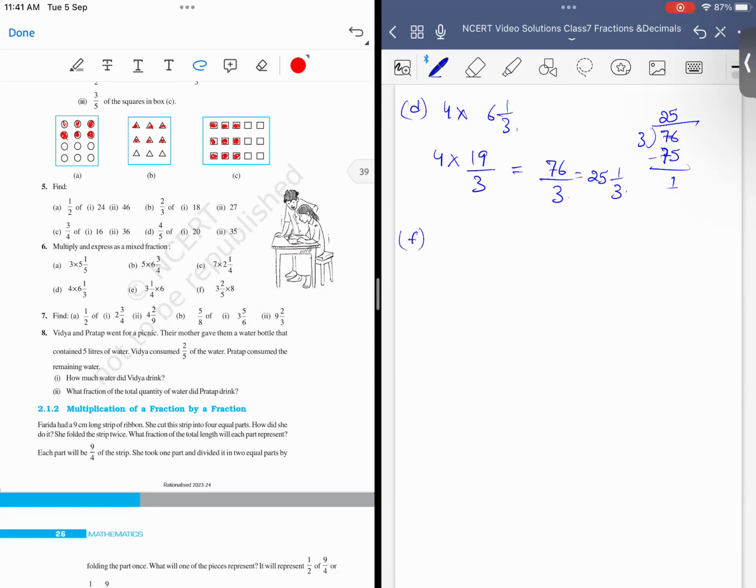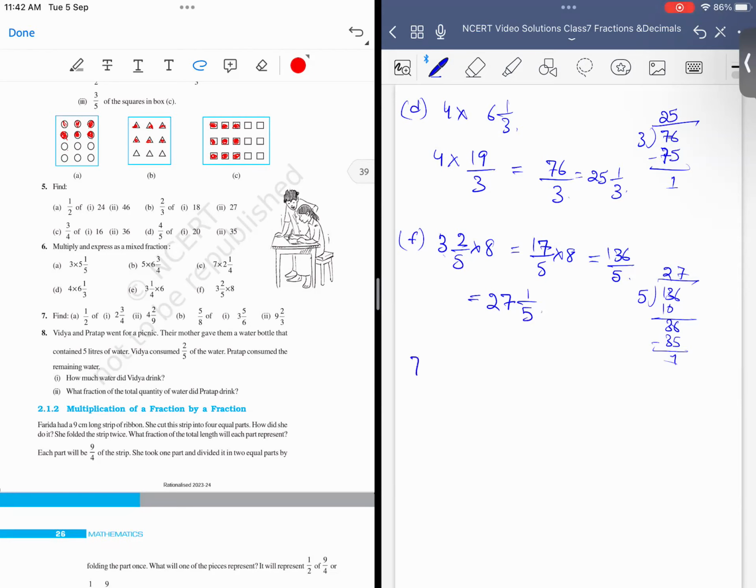Okay, I'll do the F part, 3 whole 2 by 5 into 8. Now, first of all, again, write this down as improper. So it will be 17 by 5 into 8. Now, 17 into 8, you multiply. How much? 136 upon 5. Now divide it again. This is in simplest form. So divide it. So 5 2 times, 10. 5 7 times is 35. Again, 1 is the remainder. So the respective mixed form is 27 1 by 5. Likewise, I can do the rest.